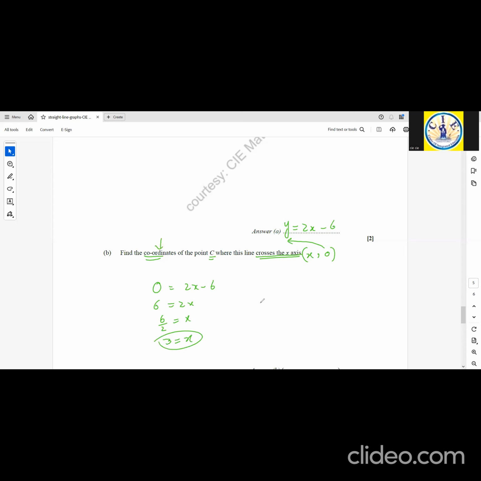So the coordinates of point C are x comma y, that is (3, 0). So that is the required point C.